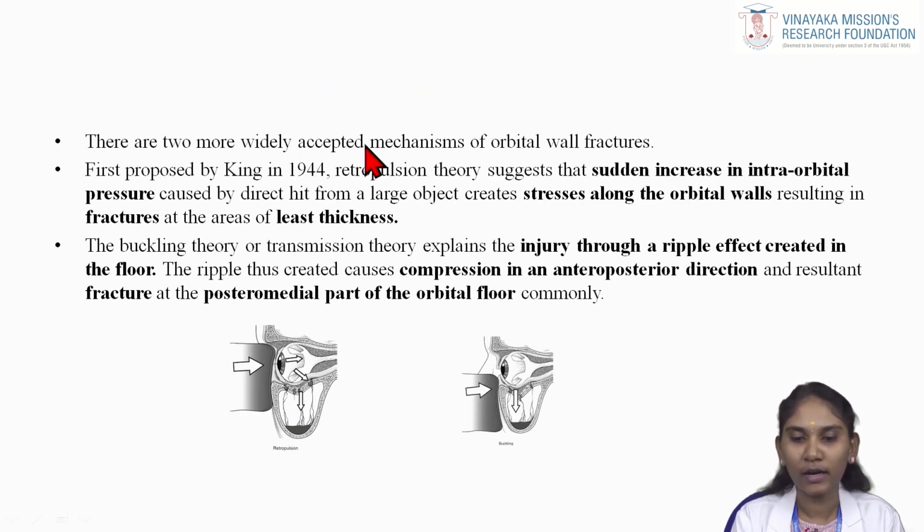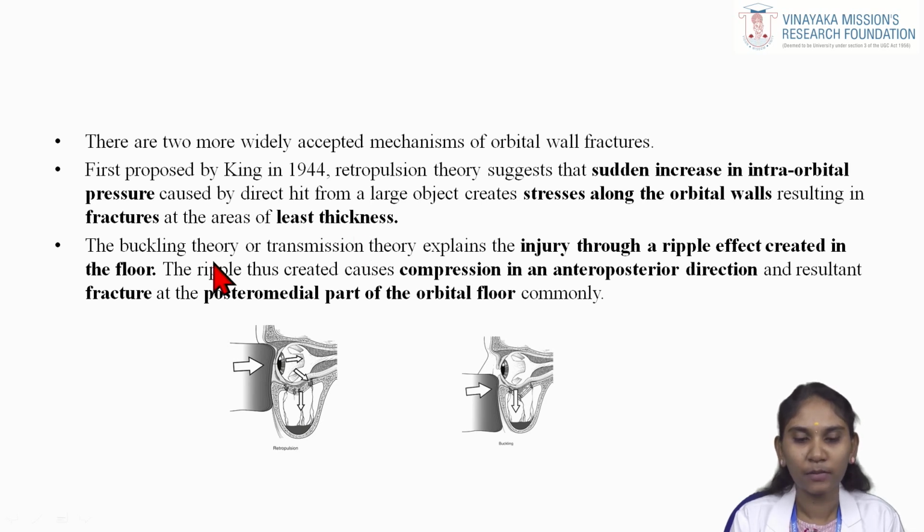There are two more widely accepted mechanisms of orbital wall fractures, first proposed by King in 1944. The two mechanisms are the retropulsion theory and the buckling theory. The buckling theory is also called the transmission theory. What happens in the retropulsion theory? There will be a sudden increase in the intraorbital pressure. How does the sudden increase in intraorbital pressure occur? It is caused by a direct hit by a large object, and this creates stress along the orbital walls, resulting in fractures at the least thickness.